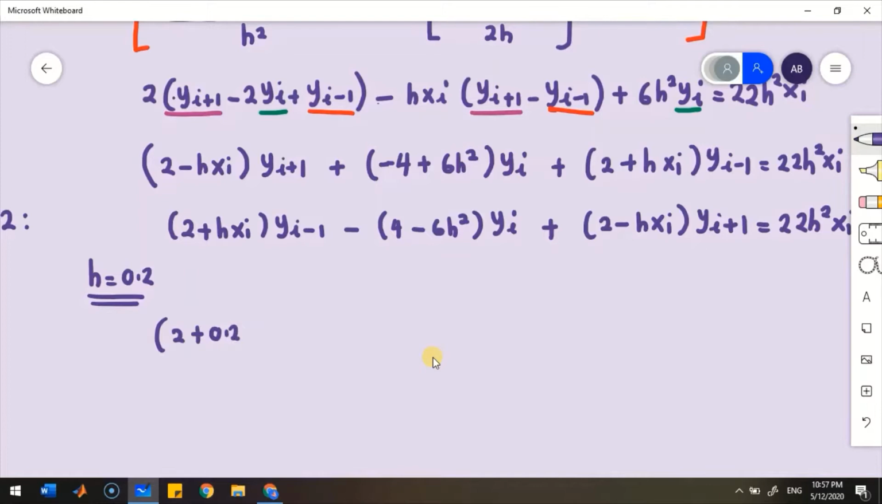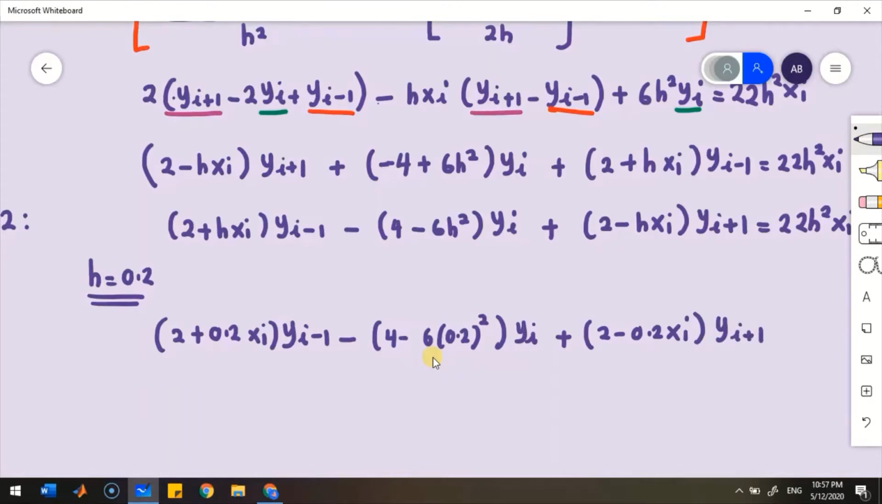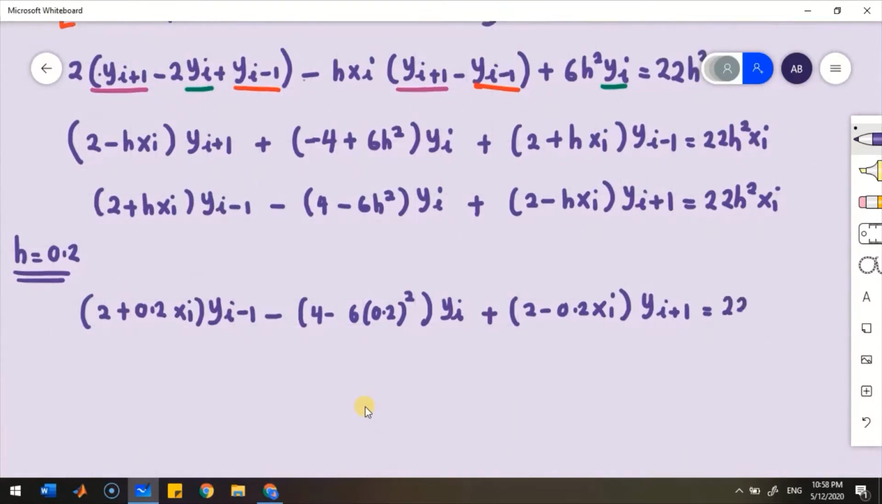2 plus 0.2 xi yi minus 1 minus, okay, what is 0.2 squared? Okay, so 0.2 squared times 6, and then 4 minus whatever here. So maybe I can write it like this. 6, 0.2 squared yi plus, okay, here will be 2 minus 0.2 xi yi plus 1 equals 22 times 0.2 squared xi.